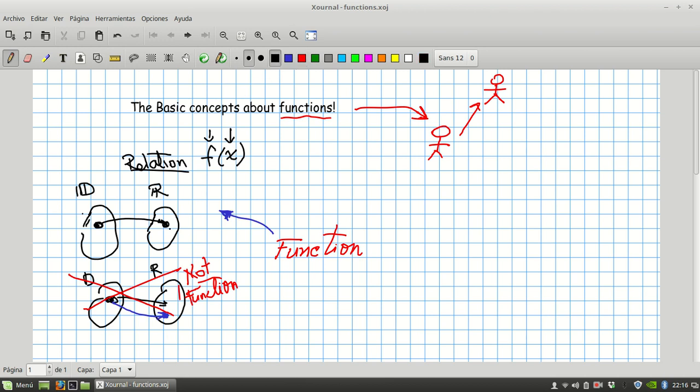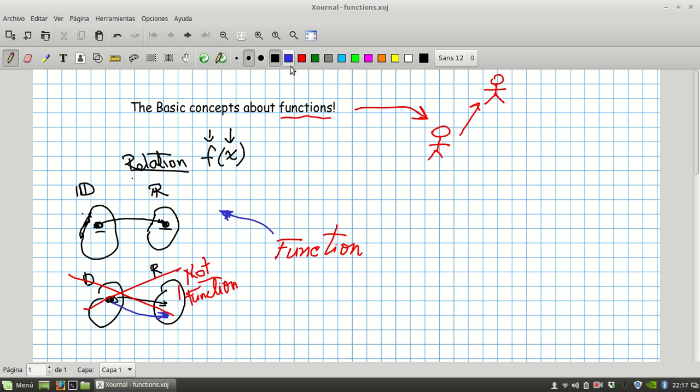Basically, most of the things we have in our life relate an input with just one output. That's why we use functions in many things. And this is the definition of function. Let me repeat it again. The definition of a function is a relation in which one element of the domain corresponds only to one element of the range. This is the basic of functions.